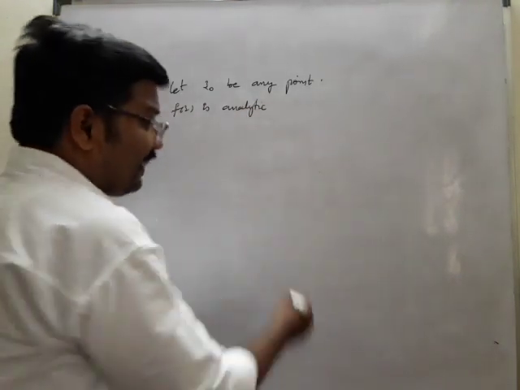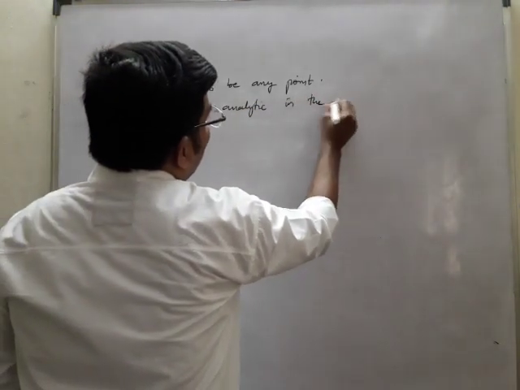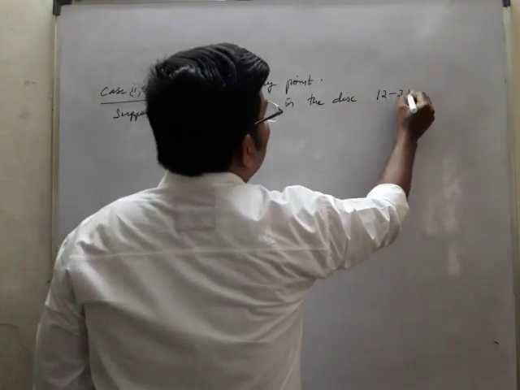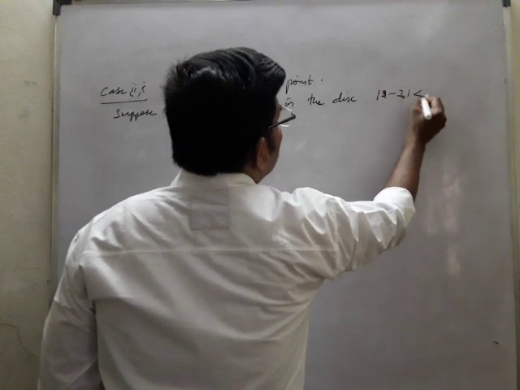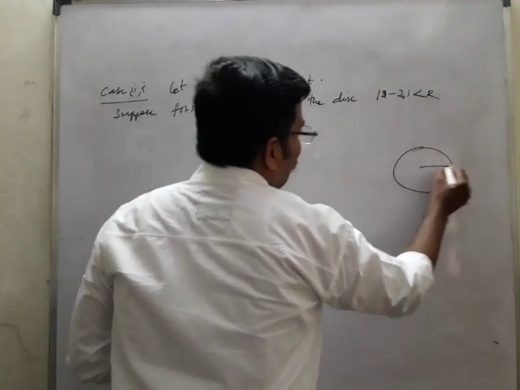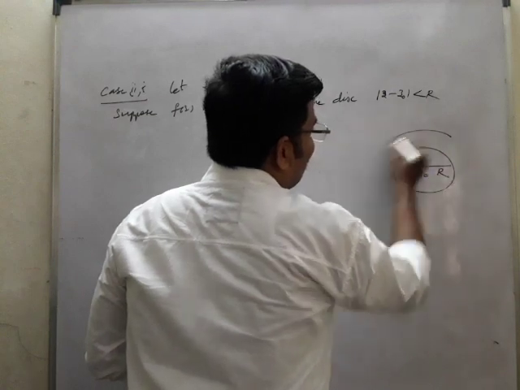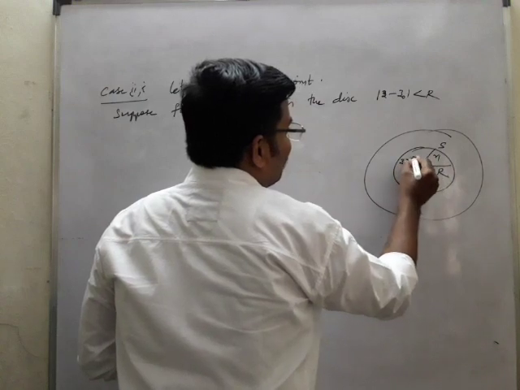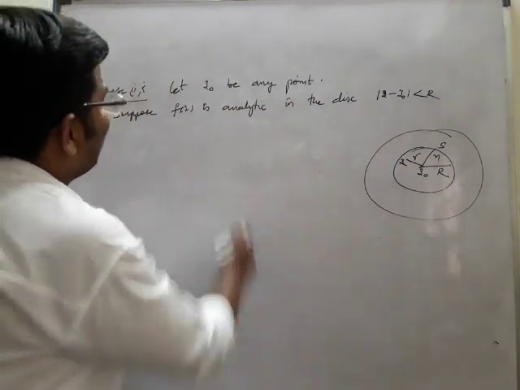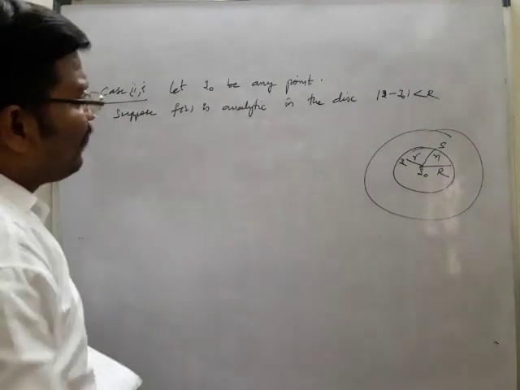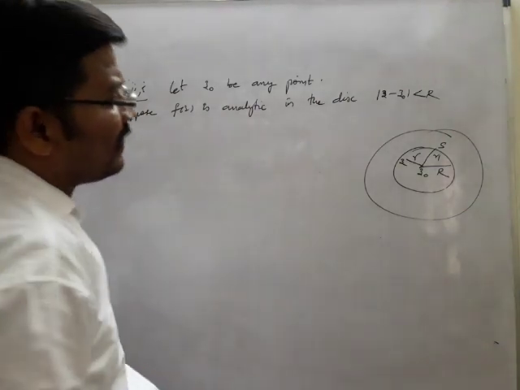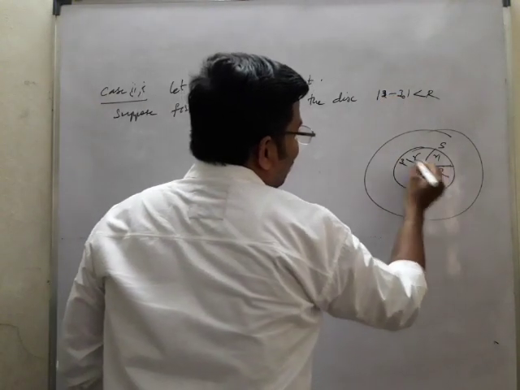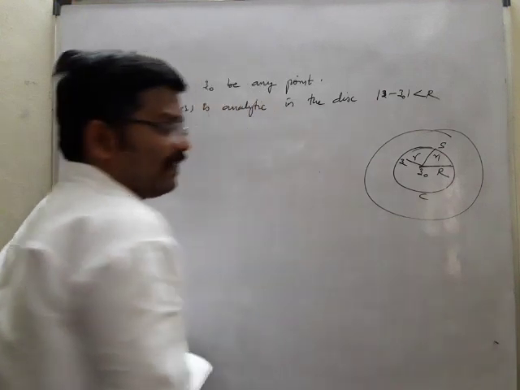Suppose f of z is analytic in the disk mod z minus z naught less than r. Now what have we taken? This is the point z naught. This is r, this is s, this is r1, this is the point z, and this is r, what we have chosen. So z naught is any point such that f of z is analytic in the disk mod z minus z naught less than r. This is a disk, meaning the radius is capital R, the entire thing. This is C, circle C.